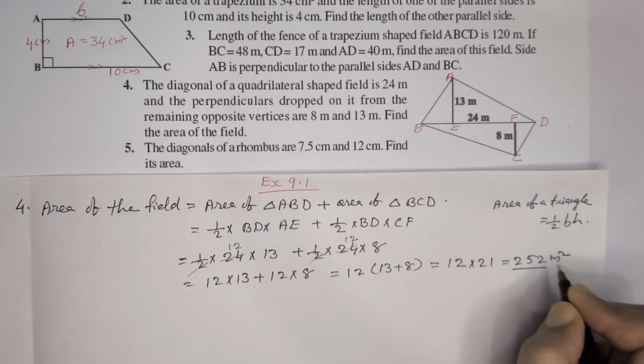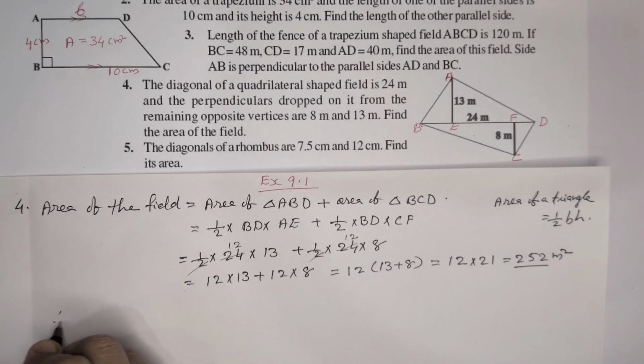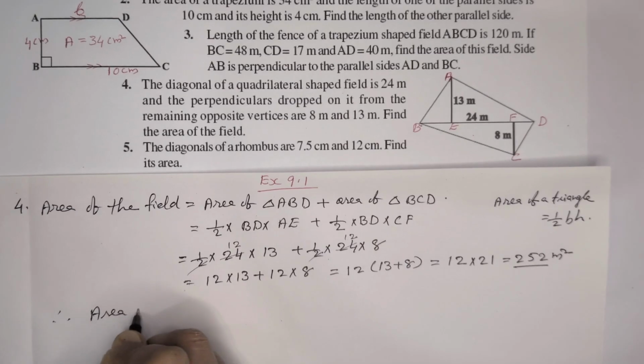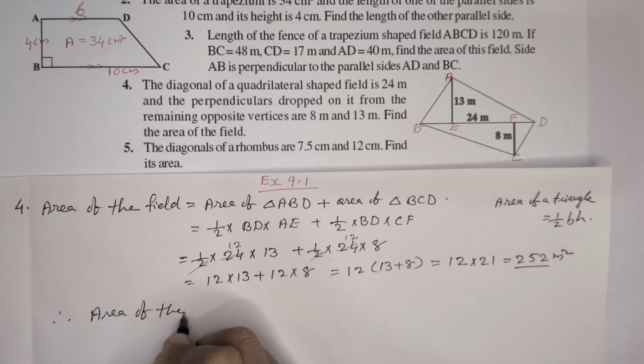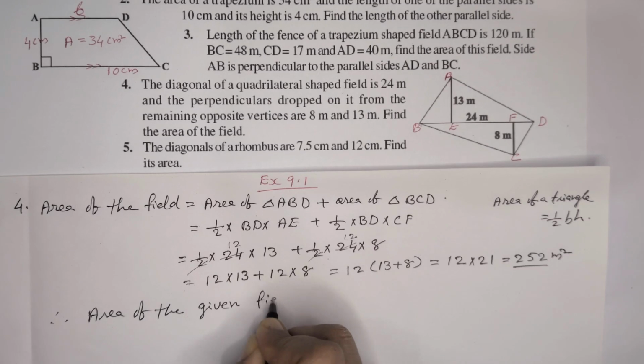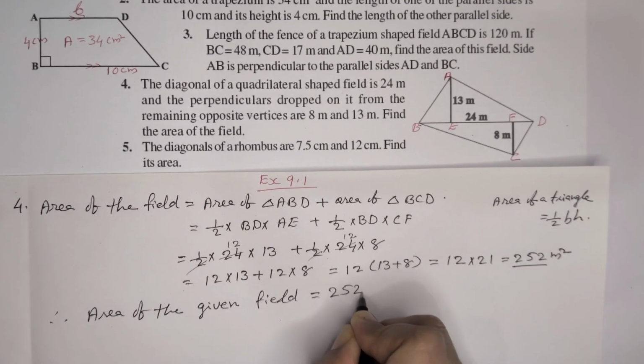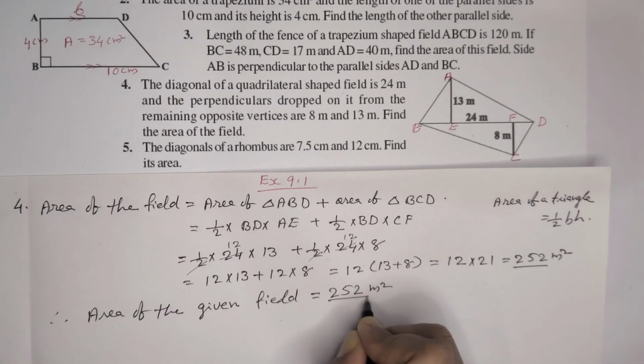So we can write, find the area of the field. Therefore, the area of the field is equal to area of the given field, 252 meter square.